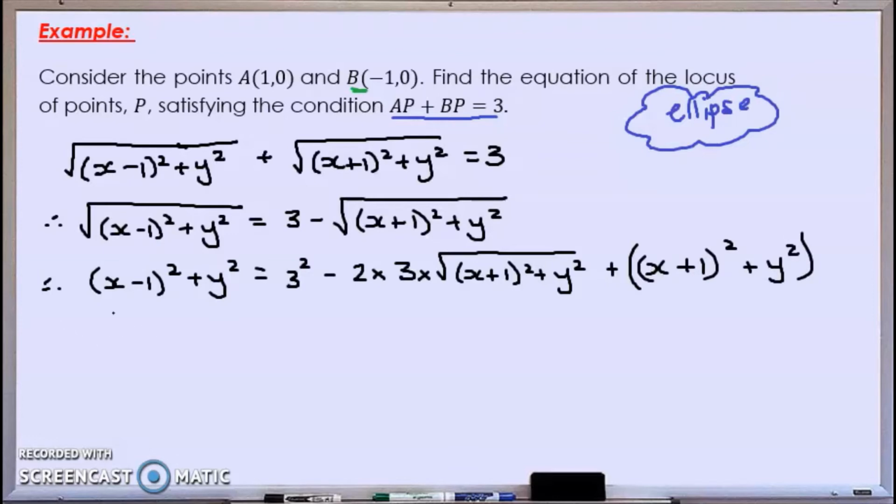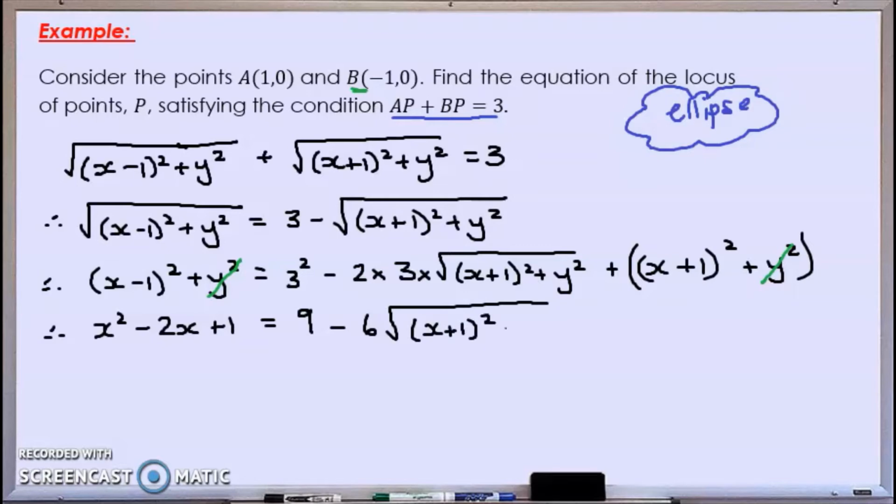Now that I've squared both sides, let's have a look at what we've got and maybe start knocking out or collecting some terms. You'll notice I've got a Y squared here and I've got a Y squared here, so I can get rid of them. I can also start expanding my X terms to see what I'm left with. So I end up with an X squared minus 2X plus 1. On my left-hand side, I'll have 9 minus 6 root X plus 1 squared plus Y squared. And then when I expand this final term, I'll have X squared plus 2X plus 1.